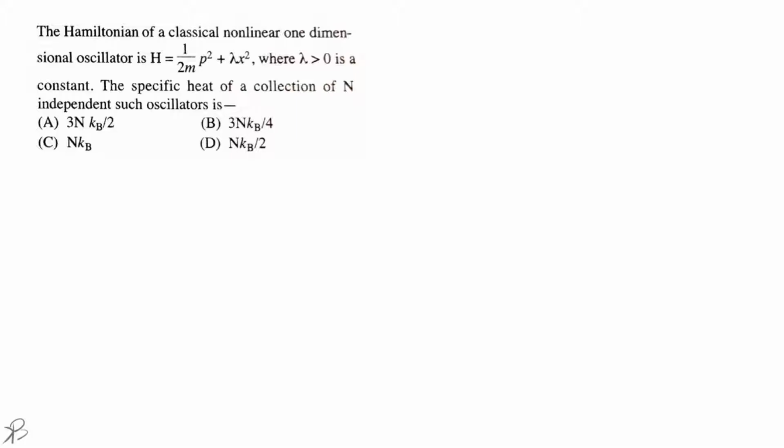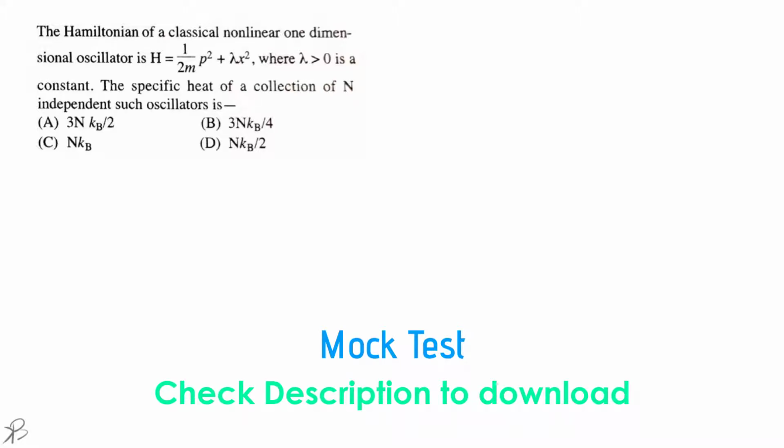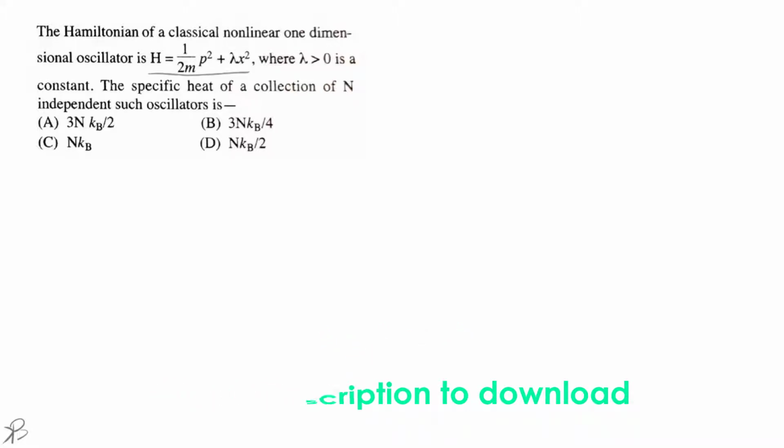In this video, we will be solving CSIR UGC 2019 June physics problem, and the problem goes something like this. The Hamiltonian of a classical non-linear one-dimensional oscillator is H = p²/2m + λx², where λ is greater than 0 is a constant. The specific heat of a collection of N independent such oscillators is. So how do we solve this problem?